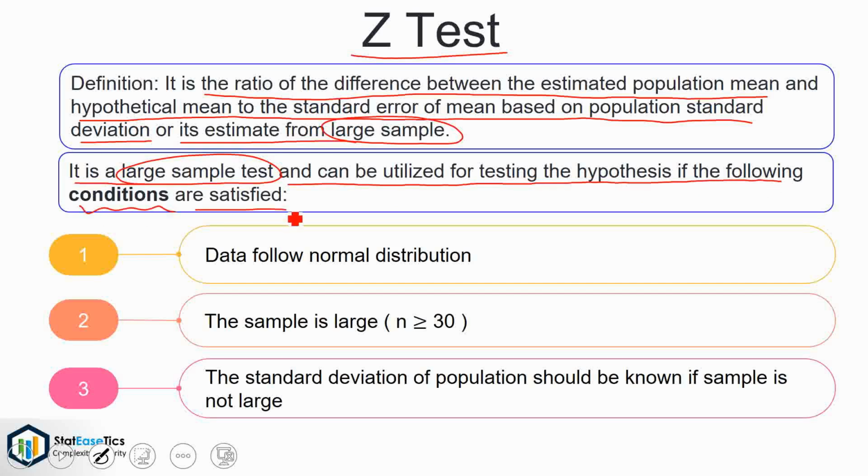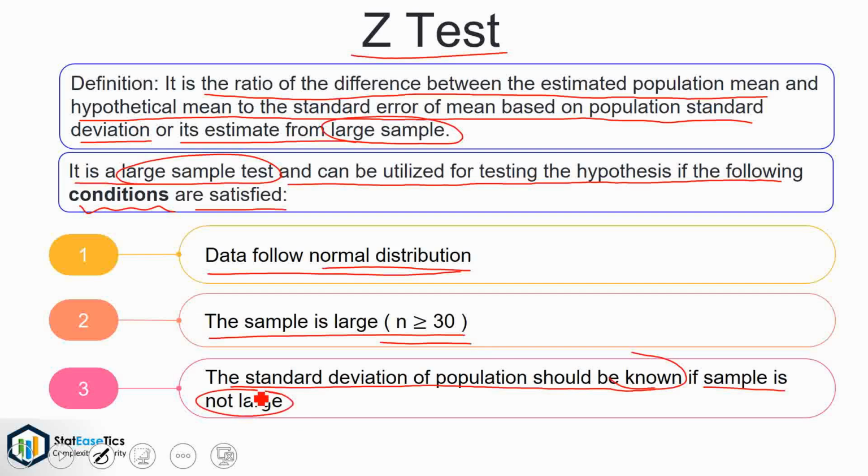That is, if the data follows normal distribution. The sample size is large, that is n greater than or equal to 30. Or the standard deviation of population should be known if sample size is not large. Here you may recall that in case of t-test we saw that sample size was less than 30 and standard deviation was not known.